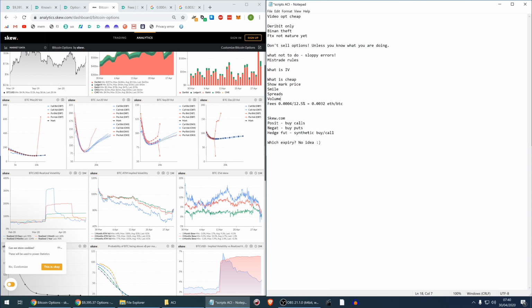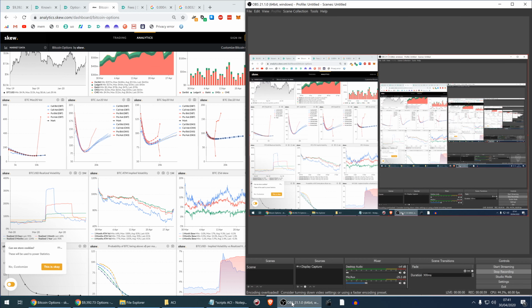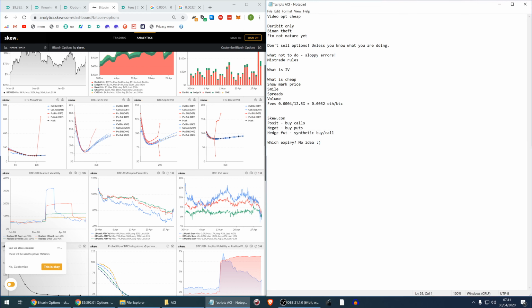So let's start with the venues. You should only purchase options on Deribit unless you have some really good market data which tells you that you should buy options elsewhere. This has been the case on FTX at some point, and I've tweeted about this, but overall Deribit should be your place to go. Binance options are a theft. They are only sold by Binance. You cannot sell options there, so you can only buy them, and as you can imagine, the prices are way too high.